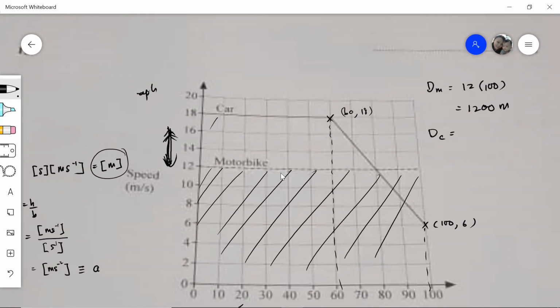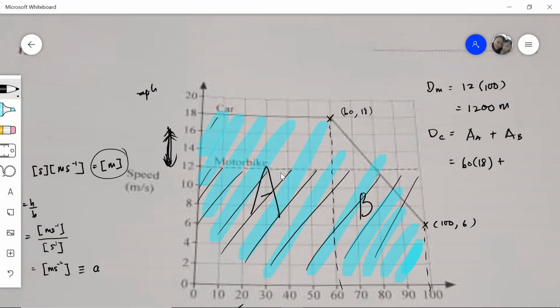What about the distance by the car? Now, the area under the graph basically is this whole thing. So it consists of one rectangle and one trapezium. Let's call this part A and this part B. Therefore, let's find the area of part A plus the area of part B. The area of part A is a rectangle, so we just take length times width. So 60 times 18, plus the area of part B, which is the trapezium.